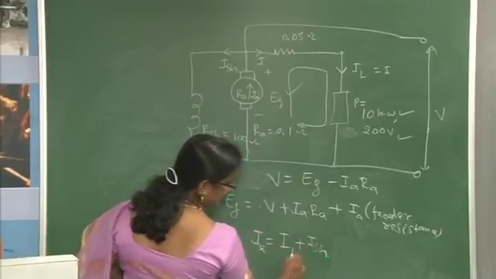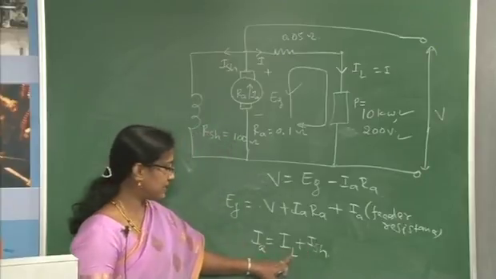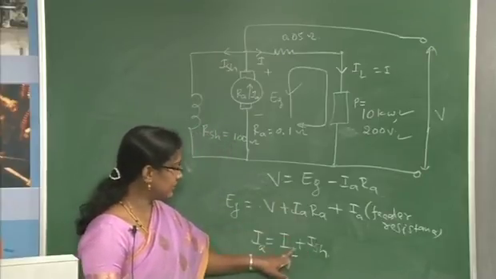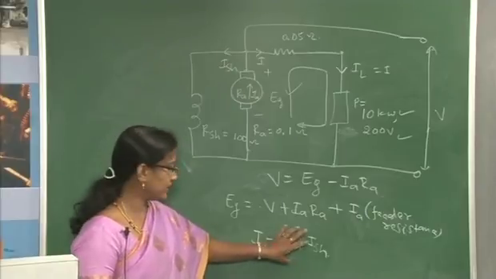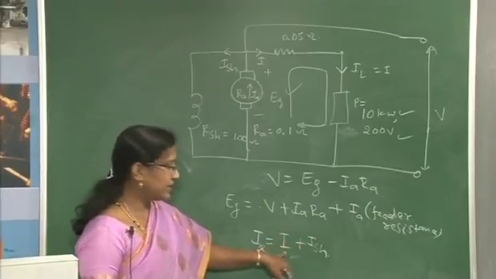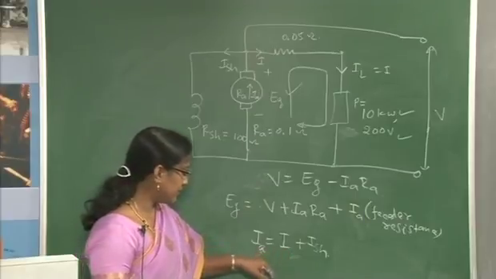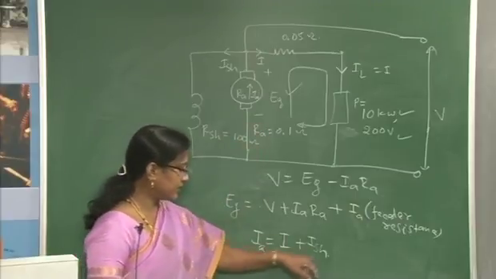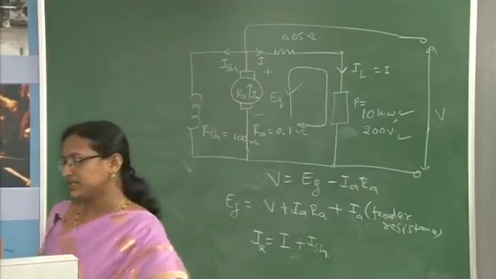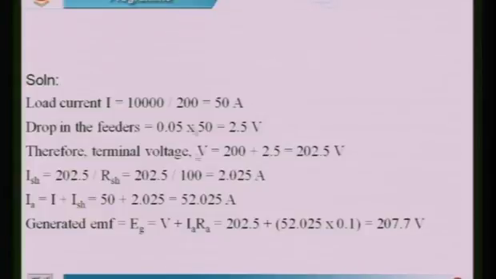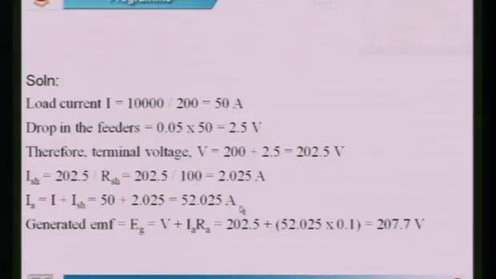Usually we use the suffix L for this load current. Sometimes we do not use it, because this is the main current we are getting. So, you can write this as I, or otherwise as IL. Now the armature current Ia is equal to I plus ISH. According to the calculated values, it is 50 plus 2.025, where 2.025 is the shunt current ISH, and I is the load current, 50. The total armature current is 52.025 amps.